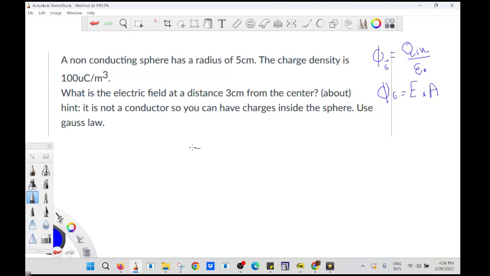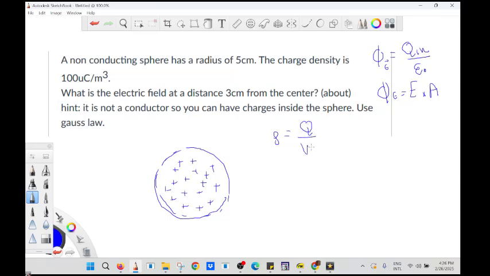Okay, so now you have a non-conducting sphere. So this is a sphere here. It's not conducting, so it's positively charged, but it's a continuous distribution, so all over inside the sphere. The density is given, which is the charge divided by the volume. The radius is 5 centimeters, and you want to find the field at a distance of 3 centimeters.